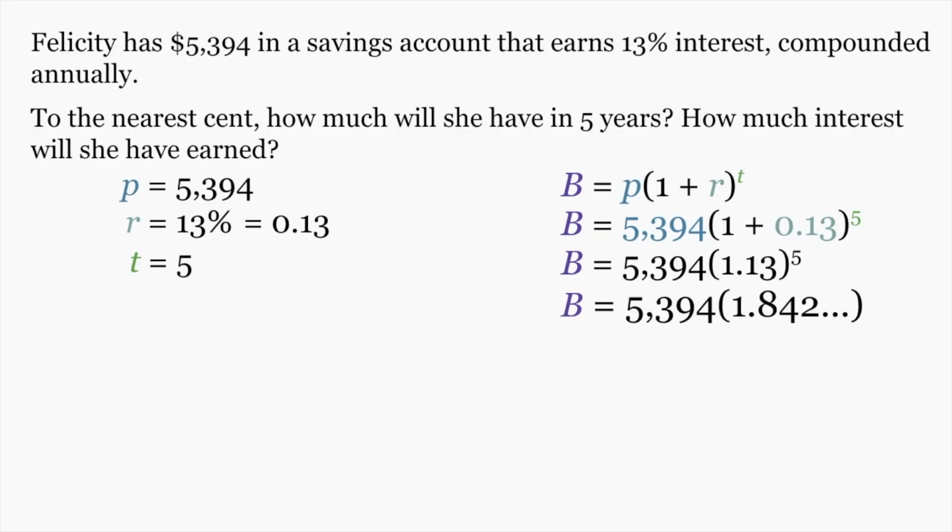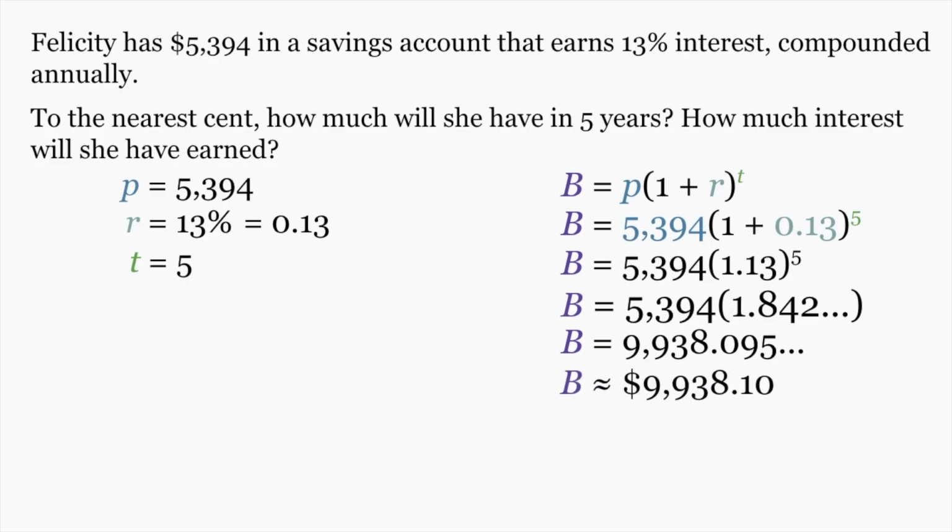Lastly, multiply. 5,394 times our decimal number 1.842, etc. equals 9,938.095 and the decimal keeps going. We need to round this amount to the nearest cent, the hundredths place. Since there is a 5 in the thousandths place, we round 9 up to 10. So B equals about $9,938.10. Felicity will have $9,938.10 in 5 years. How much interest will she have earned?